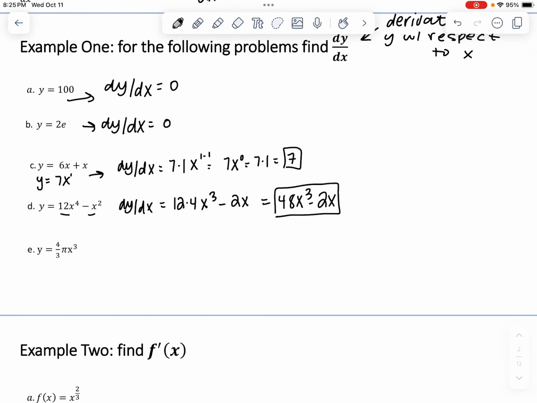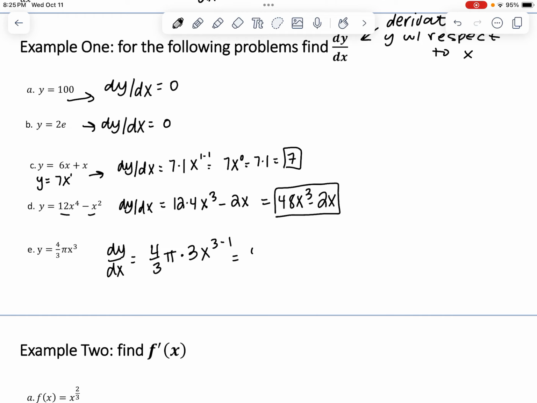This next one's just one term. There's a 4/3 and a pi, but those are all just coefficients, so we don't really have to do anything about them. So the derivative of that is 4/3 pi times 3. And then again, I'll take the exponent 3 down by 1.